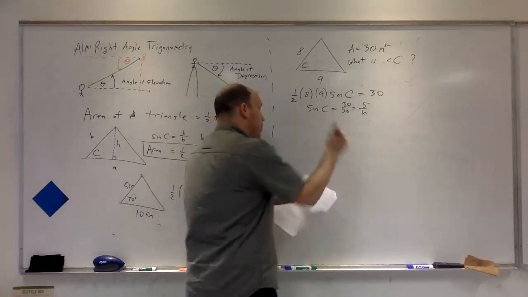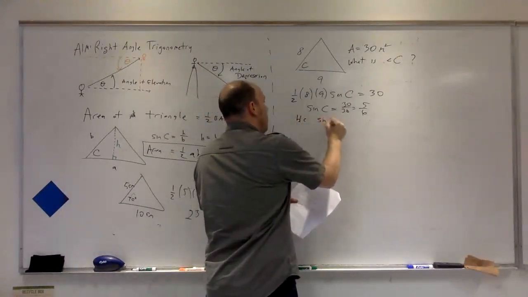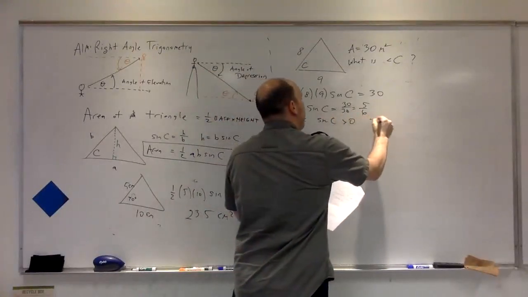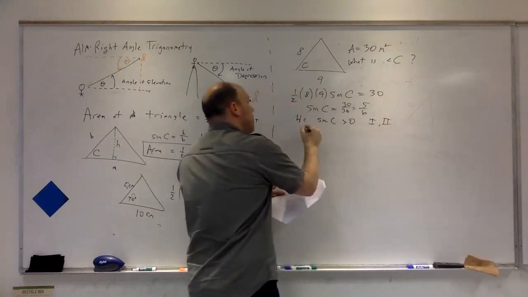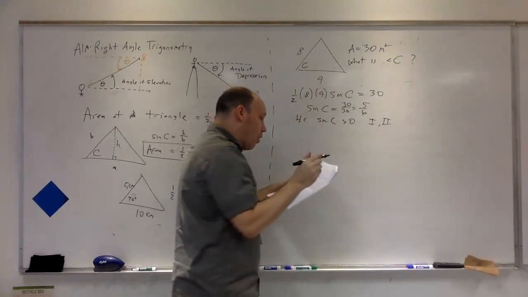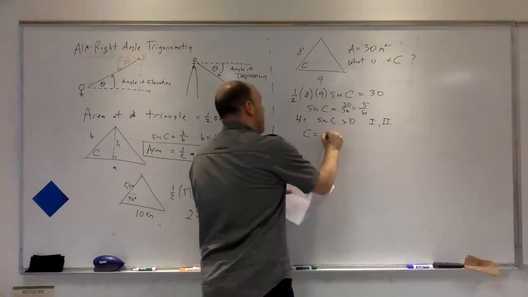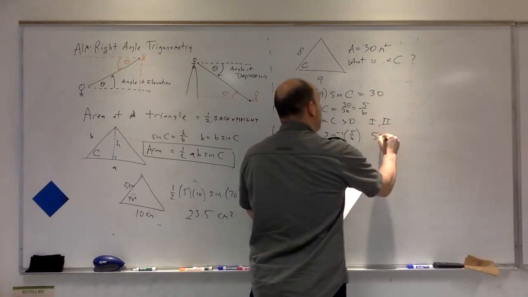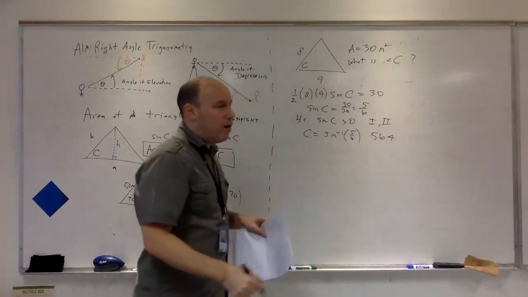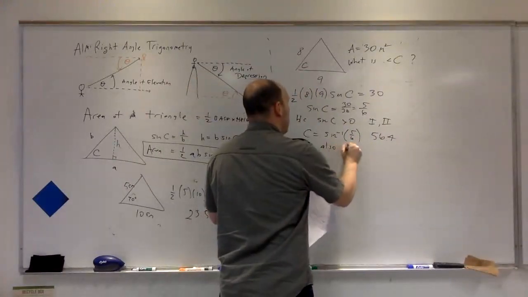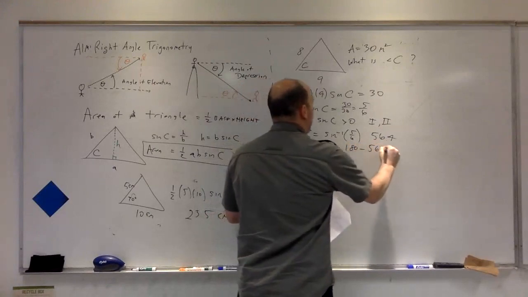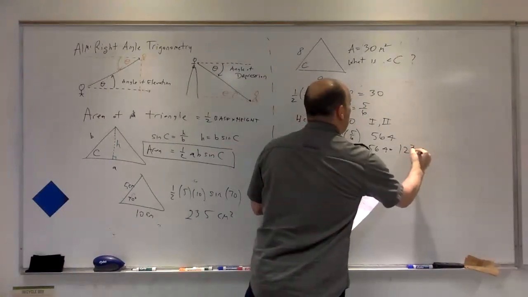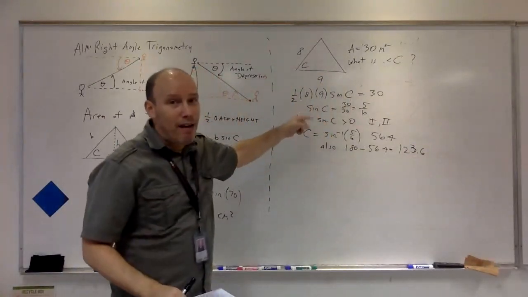And so because sine of C is greater than 0 in the first and second, C is in the first and the second. So C equals inverse sine of 5 over 6, and you get 56.4, but also 180 minus 56.4, which is what? 123.6. So you have to be careful with sine.